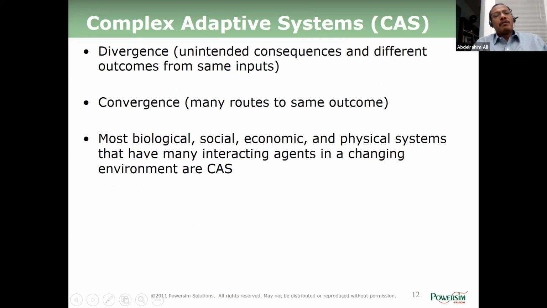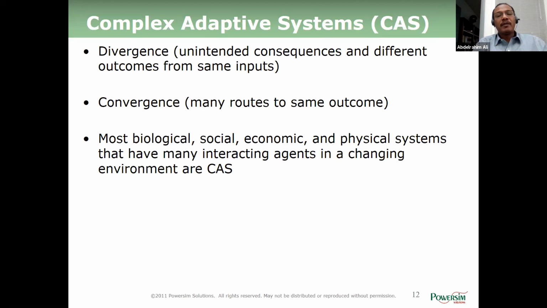So it has two characteristics at the same time. It has divergence, which is the unintended consequences of different outcomes from the same input. You have the same input, and then different outcomes will come out of this similar input. But at the same time, it has this convergence characteristic, which means you will have many routes leading to the same outcome.